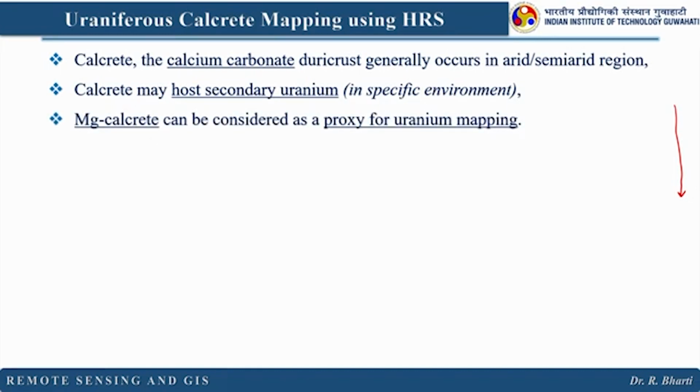Mg calcrete can be considered as a proxy for uranium mapping. Once we know that calcrete may host secondary uranium, or if you can confirm with the conventional technique that this particular calcrete has a higher uranium concentration, then you can do further studies, and that is how we have written that Mg calcrete, the magnesium rich calcrete, can be considered as a proxy for uranium mapping.